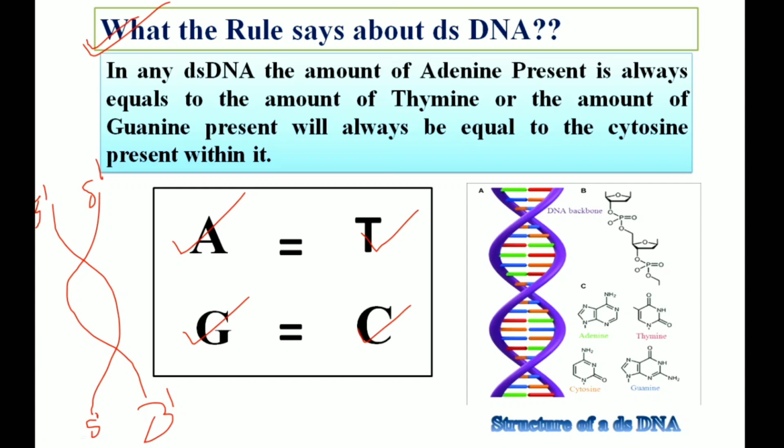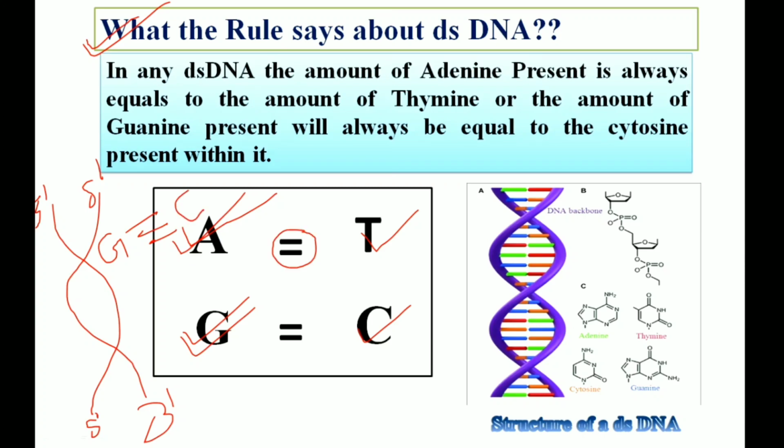That is, adenine always pairs with thymine, and guanine pairs with cytosine. And we know that guanine and cytosine have 3 bonds between them.